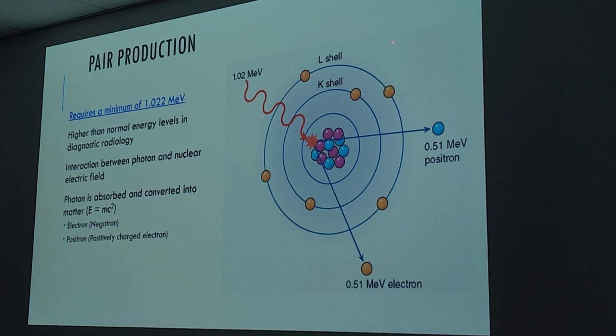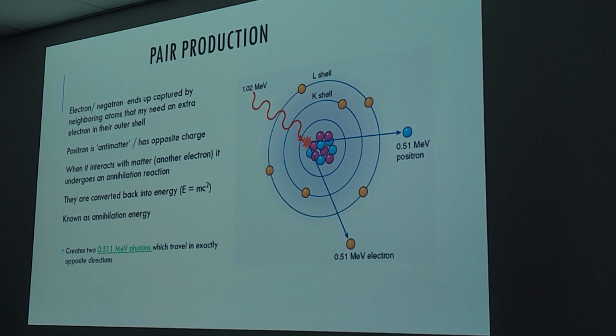So the incident photon needs to have at least this much energy, and then it interacts with the electric field of the nucleus, resulting in a positron and an electron. The energy of these two will be half of what it initially started off with. The electron that was produced ends up being captured by neighboring atoms that may need an extra electron in their outer shell. And the positron, which is antimatter because it has the opposite charge of the electron, when it interacts with another electron, undergoes what's known as an annihilation reaction.